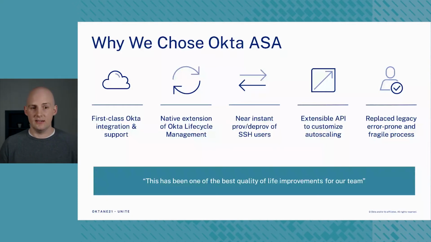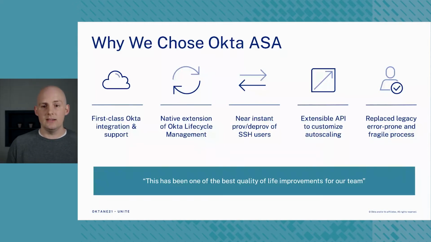There are five big reasons. Number one was the first class Okta integration and support. We wanted it to directly integrate with our identity provider and make sure that we had a single source of truth for what an employee needed access to. With that, we got that native extension for the Okta lifecycle management. Instead of having a user need to remember that they needed more access, we could automate that and make sure they went into different groups. Then, by removing the CI/CD pipeline, we get near instant provisioning and deprovisioning of SSH users. Instead of them needing to create a key and a request and going through a process of deploying a Chef recipe, we could let ASA handle that and do it on the server itself.